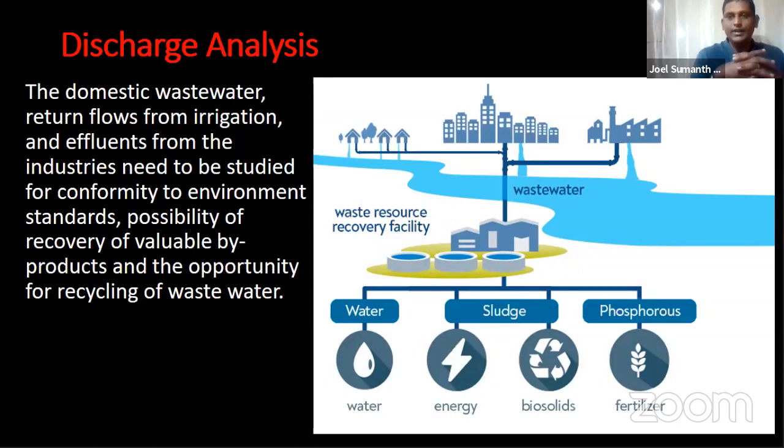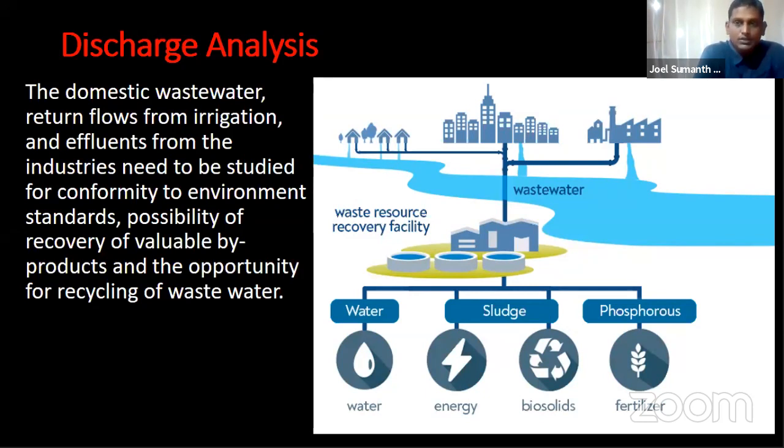So for example, in a kitchen, you use water to wash your vegetables, your rice, then you use water to wash your utensils. So you identify what is the amount of water that is going into the drainage and what is the quality of the water that is going into the drainage. And that is true for different sectors also.